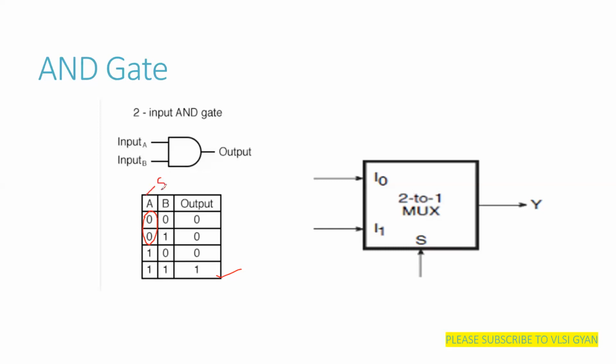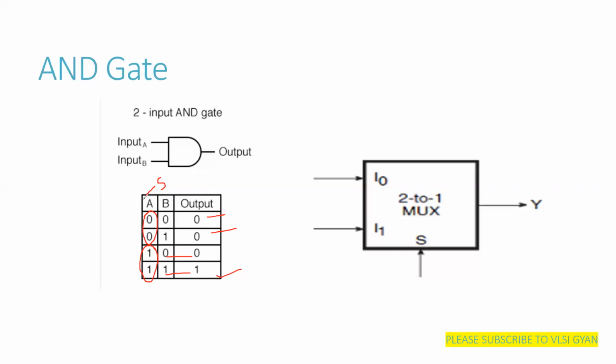So when the select line is 0, what happens to the output? Output always remains at 0, irrespective of the value of B. Correct? And when A is 1, that is select is 1, what happens at that time? Whatever you apply at B, that is there at the output, right?